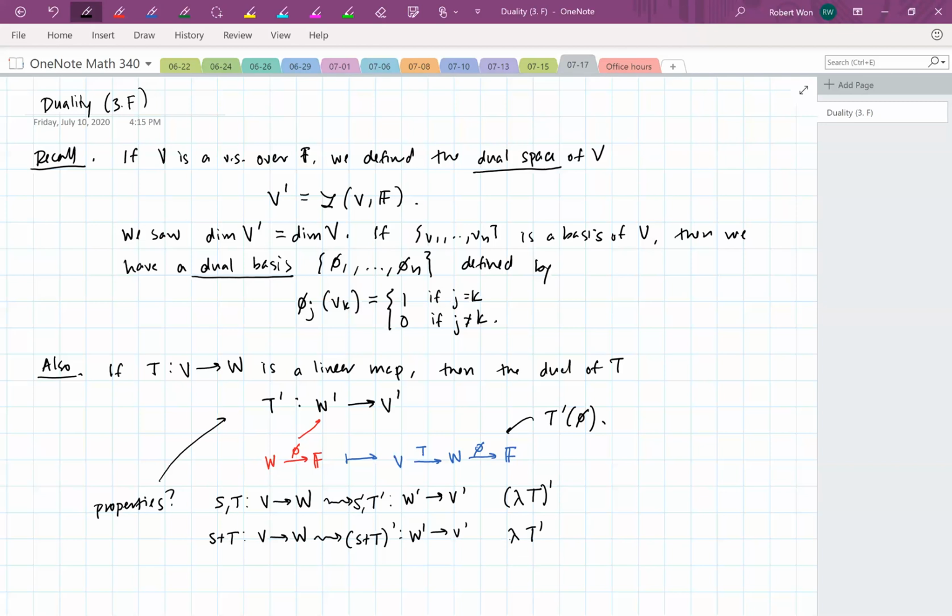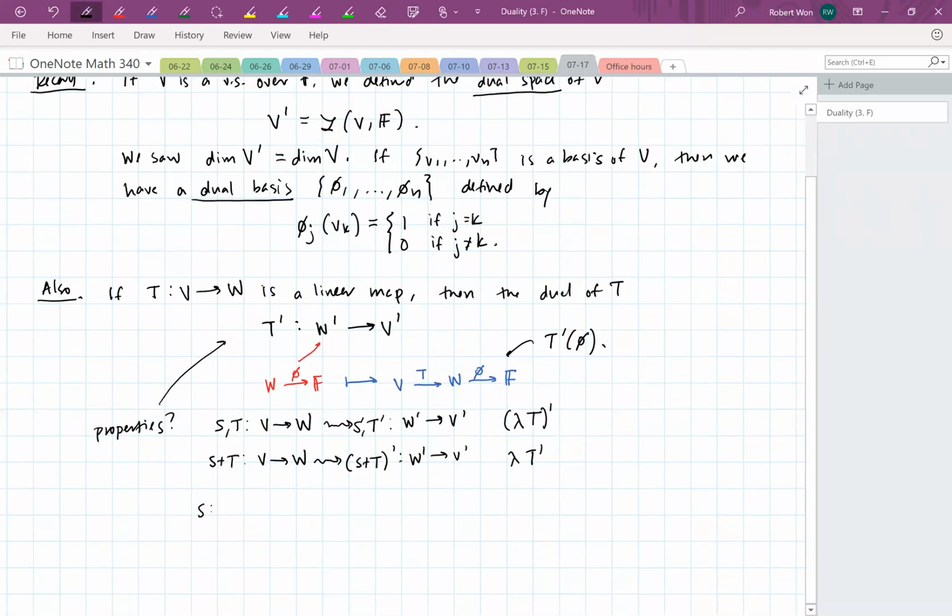Okay, the last operation you have for linear maps is, as long as the domain and codomain make sense, you can compose linear maps. Right, so let me do this here. If S is a map from V to W, and T is a map from U to V, then you can get the composition ST, which is a map from U to W.